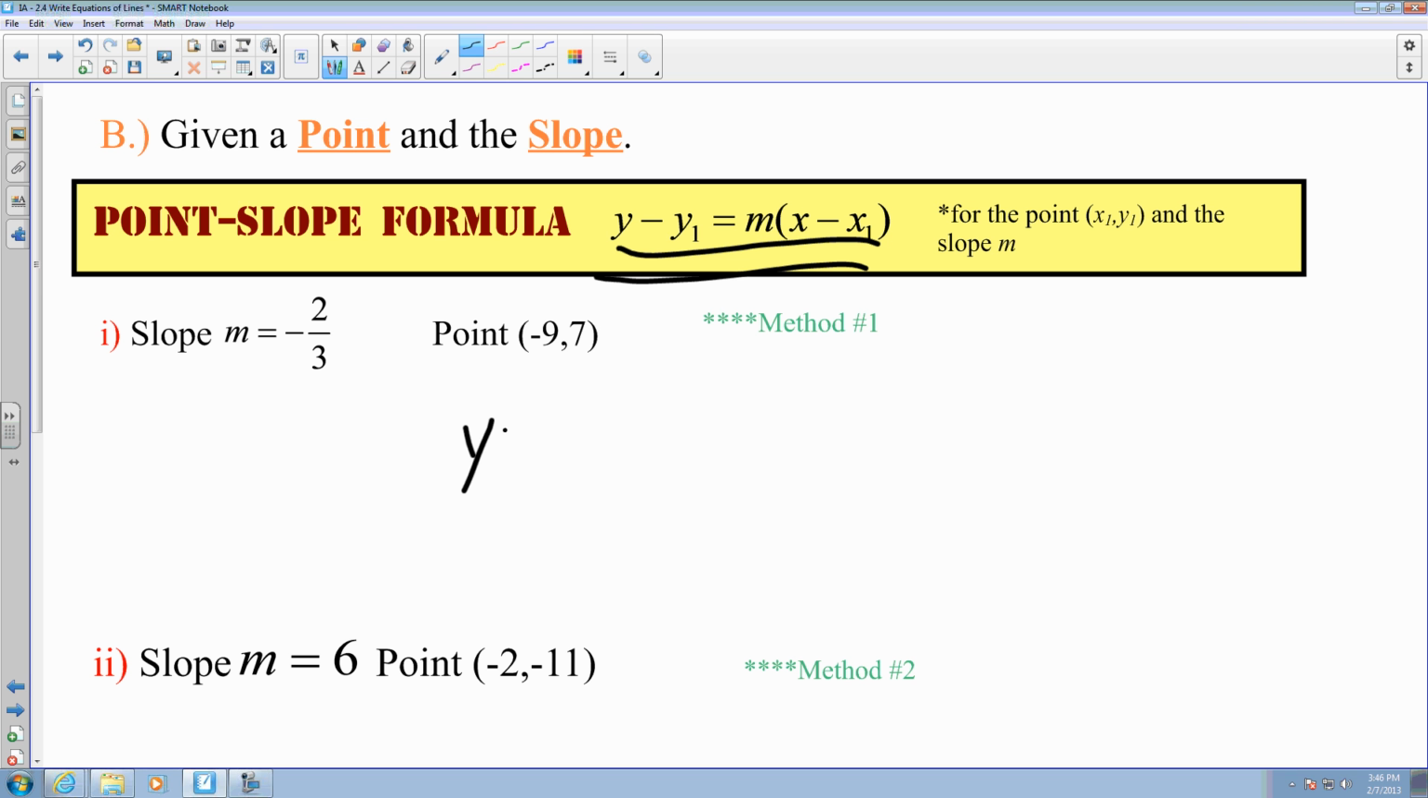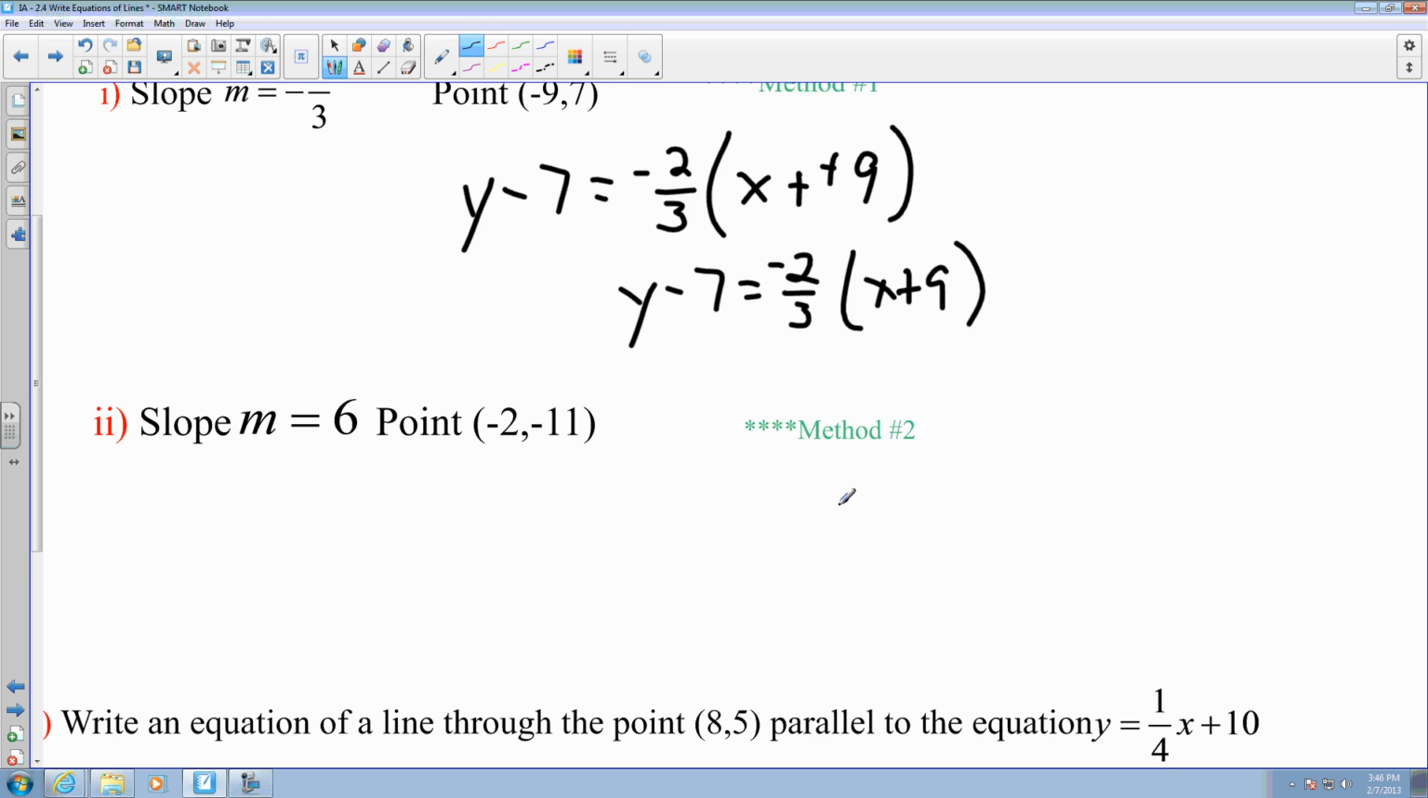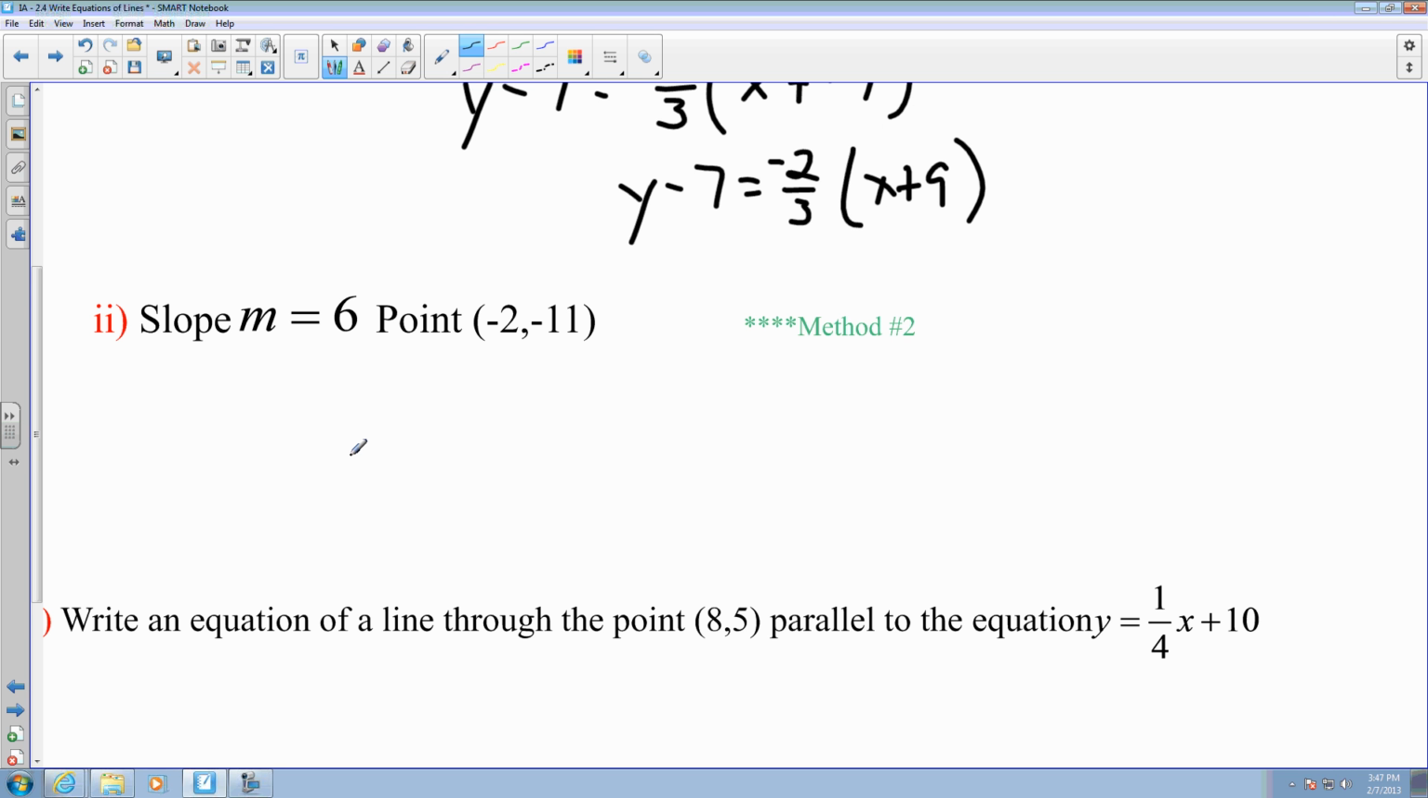So I have y minus whatever y1 is, what happens to be 7, equals -2/3 times the quantity x, and it's going to be minus a -9. But since I got two negatives, that becomes plus. So technically it's y minus 7 equals -2/3 times quantity x plus 9. Here, for example 2, I'm going to go y plus 11 equals 6 times the quantity x plus 2. And that is how I can write that in point slope form.